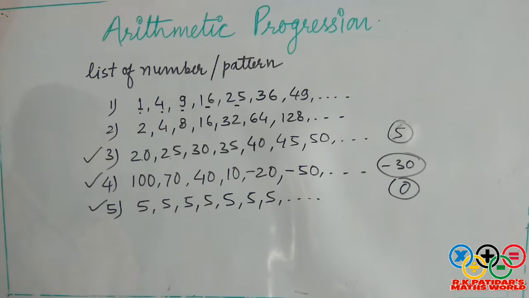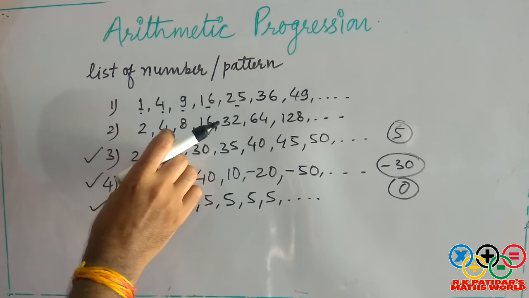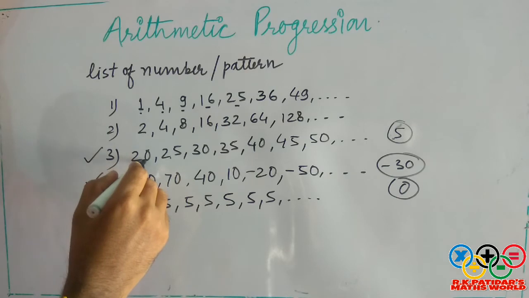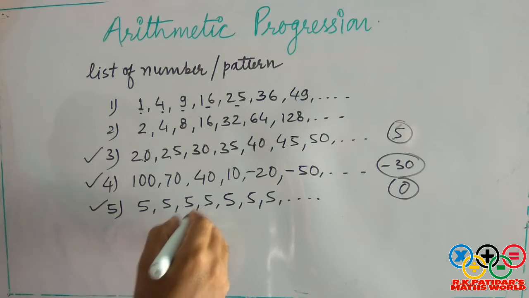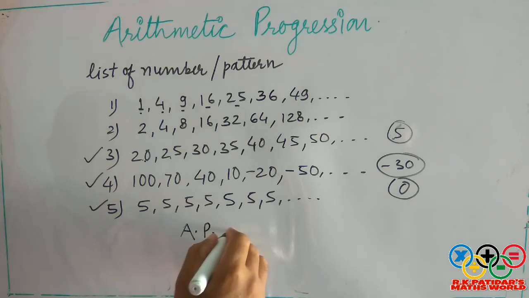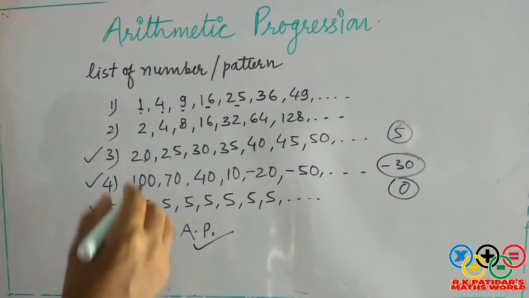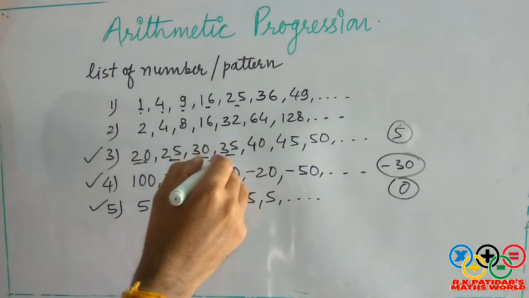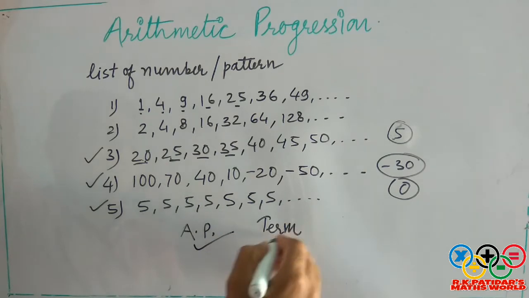Such a pattern, series or sequence where the difference between each term remains the same, meaning the difference between the successive term and the preceding term remains the same, that type of series is known as an AP. AP means arithmetic progression. So this type of series is known as arithmetic progression, and each one of these is known as a term.